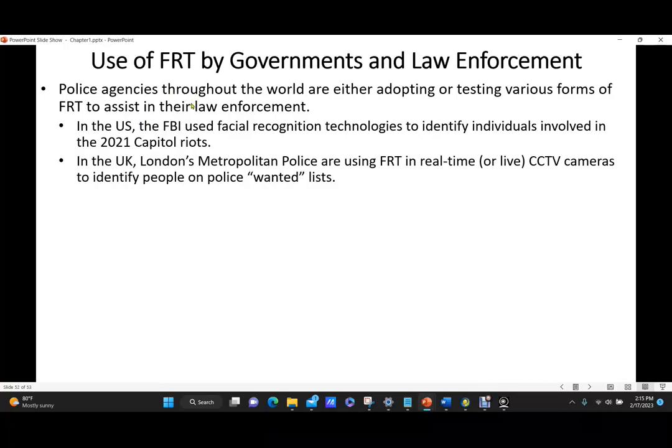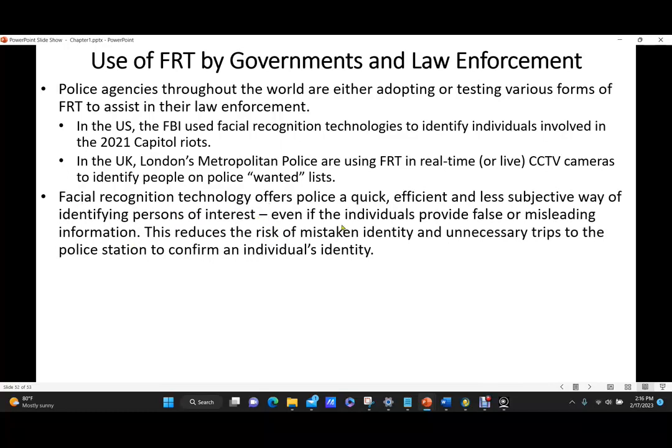Police agencies throughout the world are adopting and testing various forms of facial recognition to help in their law enforcement. The FBI has used facial recognition to identify individuals in the 2021 Capitol riots. In the UK, the Metropolitan Police are using FRT in live cameras to identify people on police wanted lists.